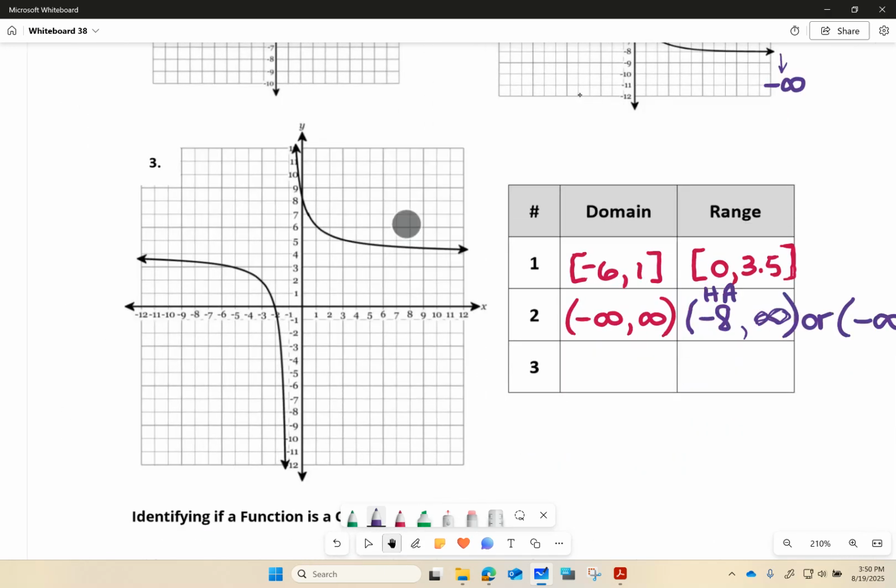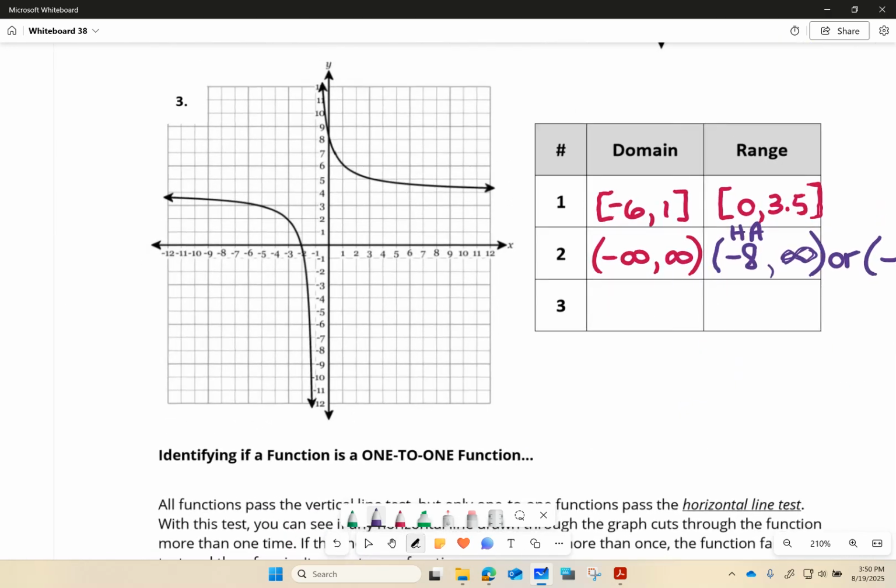Last but not least, on number 3, I did expect you to identify the horizontal and vertical asymptote of this rational function. So here you would have had this horizontal asymptote. Go ahead and draw it out if you didn't. Horizontal asymptote going through y equals 4. And you should have visualized a vertical asymptote right here at, I'm going to put VA at x equals -1.